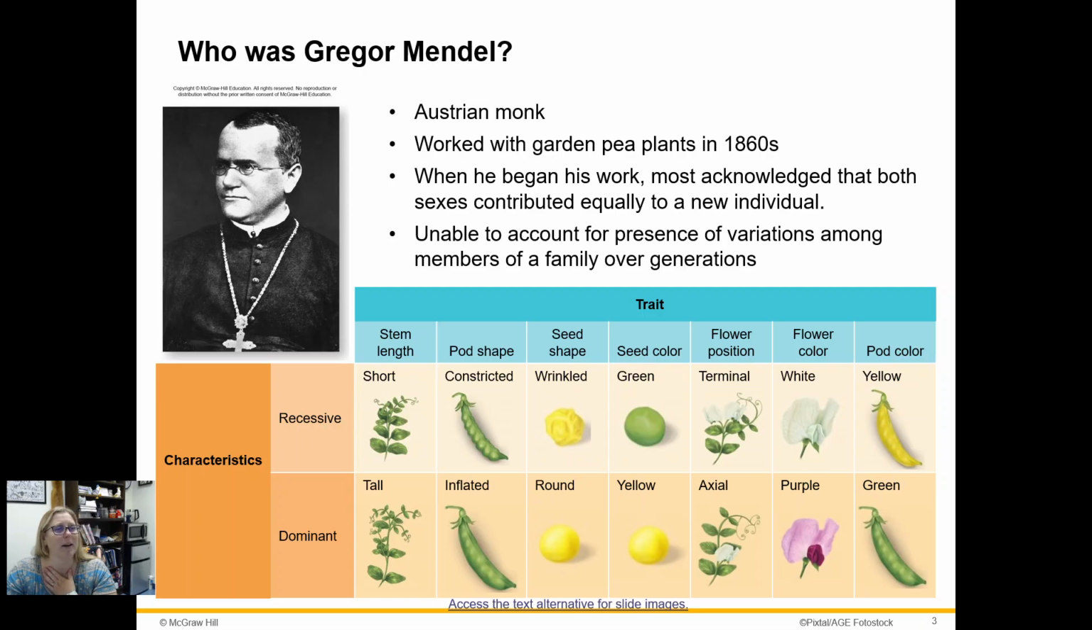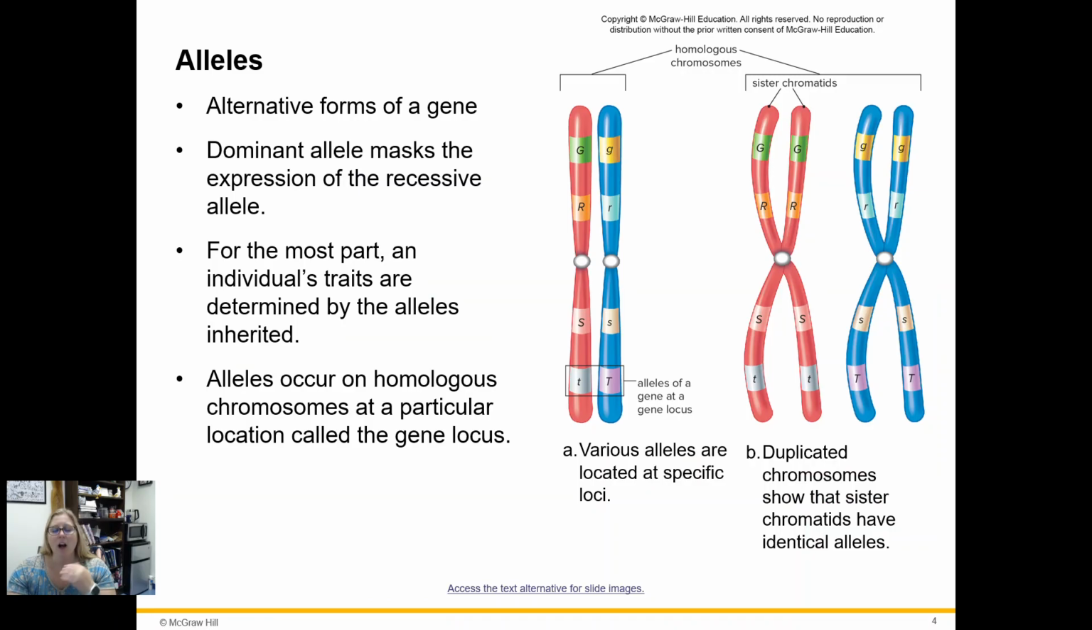All right, let's talk about alleles. So what did Mendel really do? Well, when he was looking at these different characteristics and breeding these pea plants, he was determining what we now call alleles. Alleles are alternate versions of a gene, okay? For the most part, your traits are determined by the alleles that you inherited.